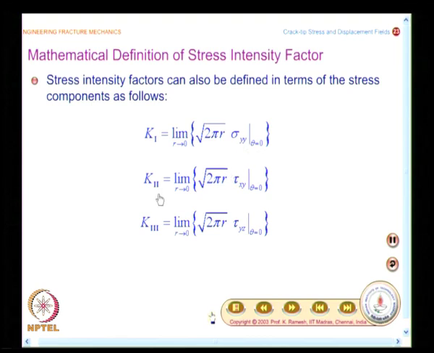In the case of mode 2, you are looking at tau xy at theta equal to 0, which is the in plane shear stress. In the case of mode 3, you are going to look at tau yz at theta equal to 0, which is the out of plane shear stress. And these definitions would become useful when you are actually developing numerical methods and you want to find out what is the value of K. They could be used to find out from numerical solution how to get K.